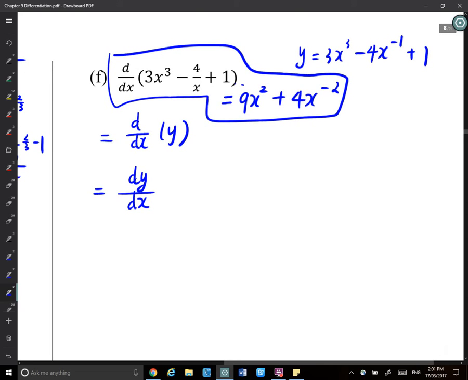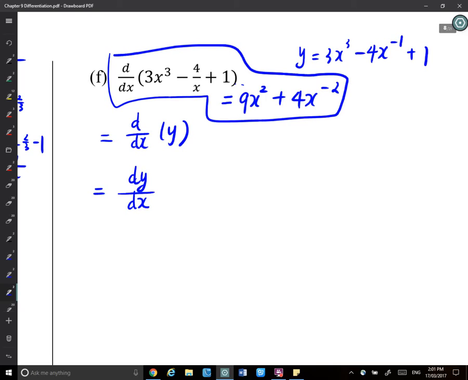You directly equals to that. So the whole notation means the derivative of the things in the bracket. Okay, the derivative of the thing in the bracket.